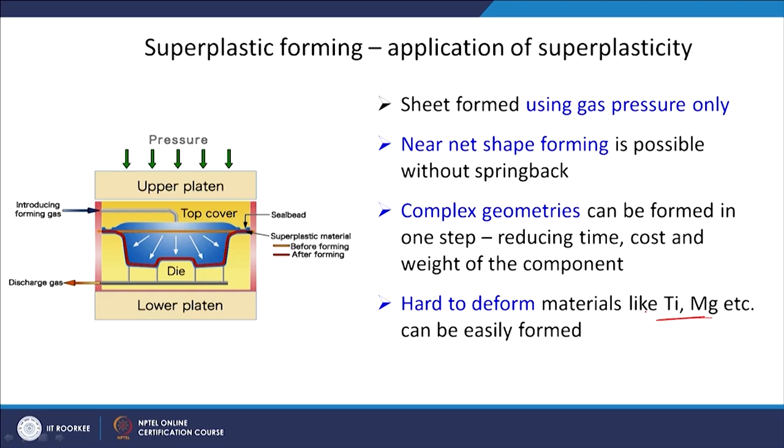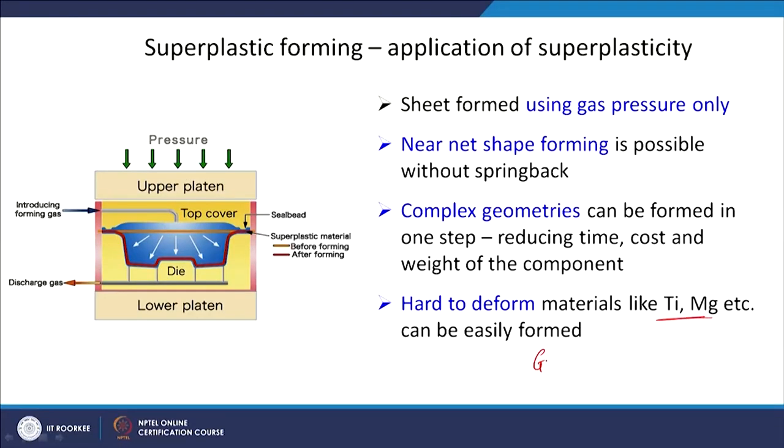Because they have hexagonal close-packed structure, HCP structure, they have very limited slip systems. So deformation at room temperature through dislocation movement is very difficult, and they generally have very low ductility. But with this technique, the deformation is not through dislocation movement, the deformation is through grain boundary sliding, which is what we call GBS.